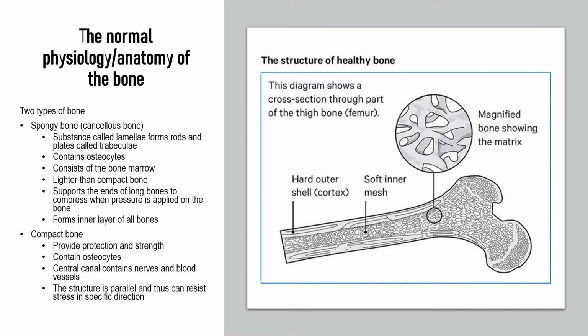Compact bone, however, provides protection and strength. It contains osteocytes as well, and has a central canal, which contains nerves and blood vessels. The structure is parallel and thus can resist stress in a specific direction.